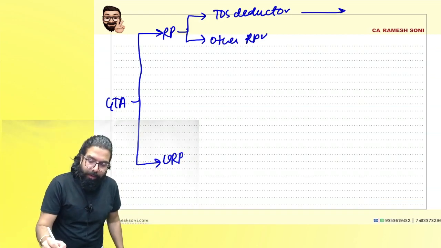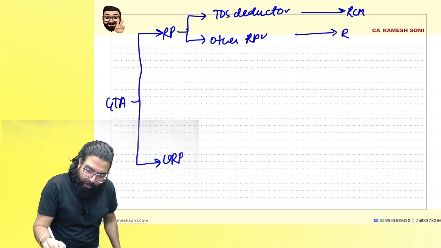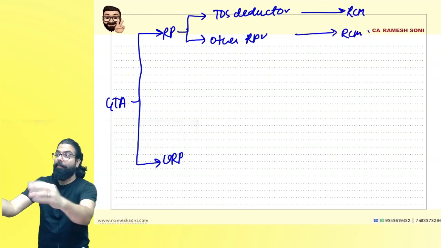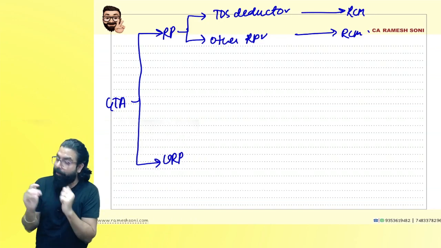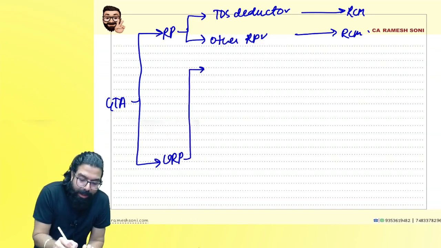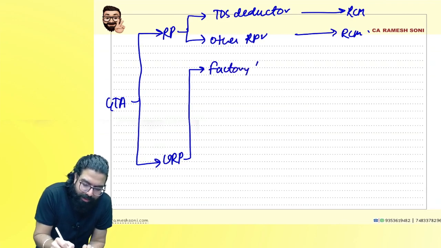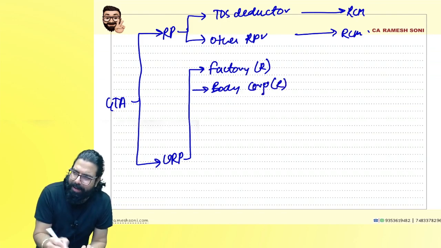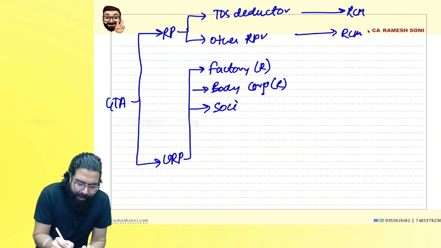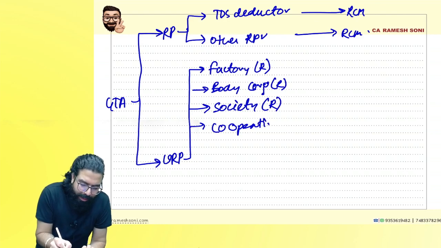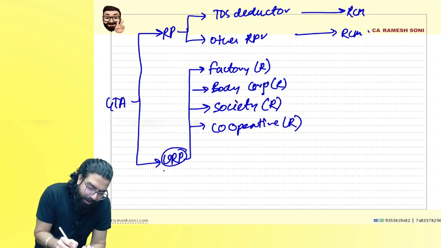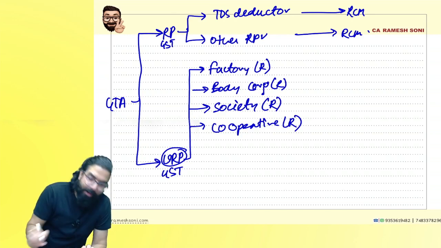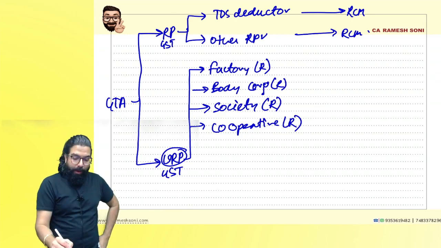Remember one thing, here also it was RCM. Here also it was RCM. I am telling you, as of now, all RCM. In the case of a registered person: a factory registered under the Factories Act, a body corporate, which is basically a company, or a society registered under the Societies Act, a cooperative society, but which is unregistered under GST. This is registered under GST. And the last one is?